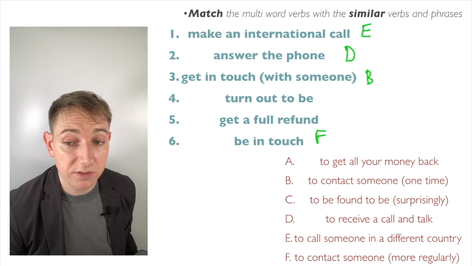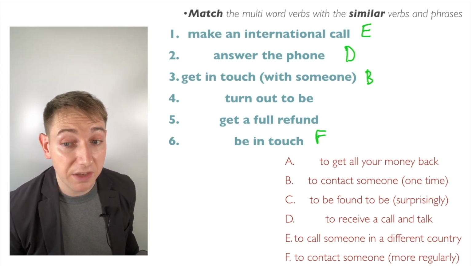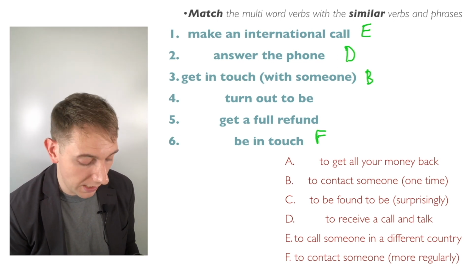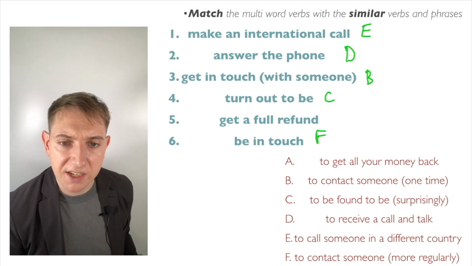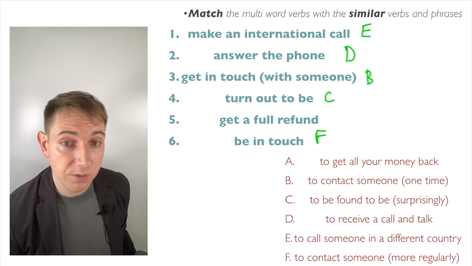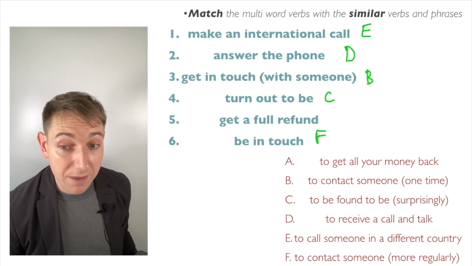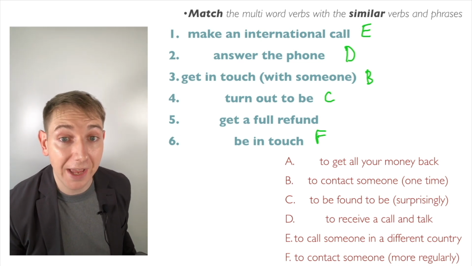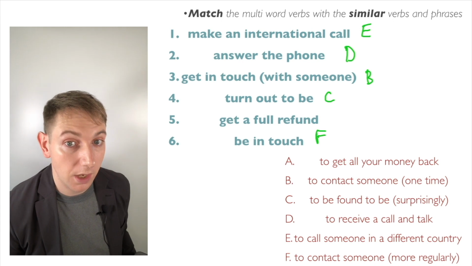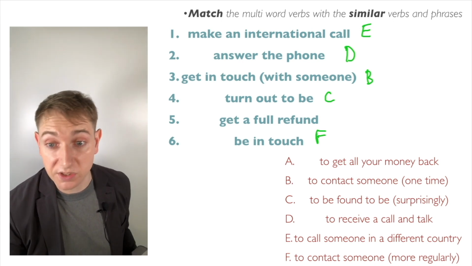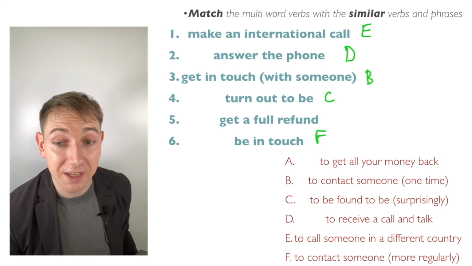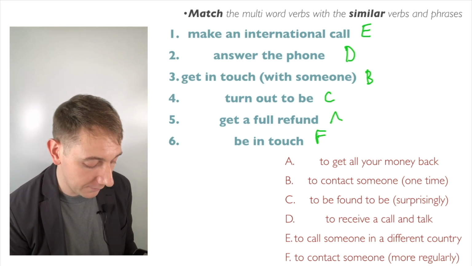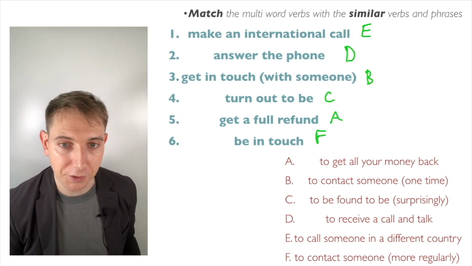This one here, turn out to be. This is C, to be found to be, surprisingly. So something turns out to be. In the conversation we heard, if it turns out to be fraud. So if it is fraud, if we find that it is fraud, surprisingly, then as we said, you'll get a full refund. And this one here, get a full refund, this one means to get all your money back. Okay, get a full refund.